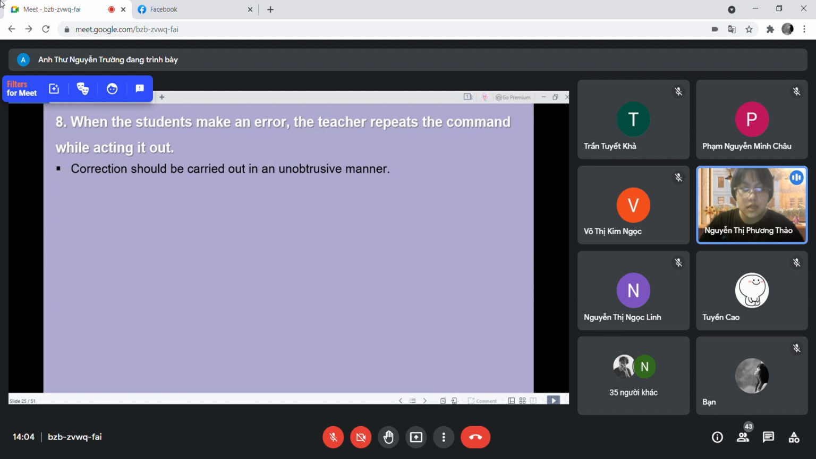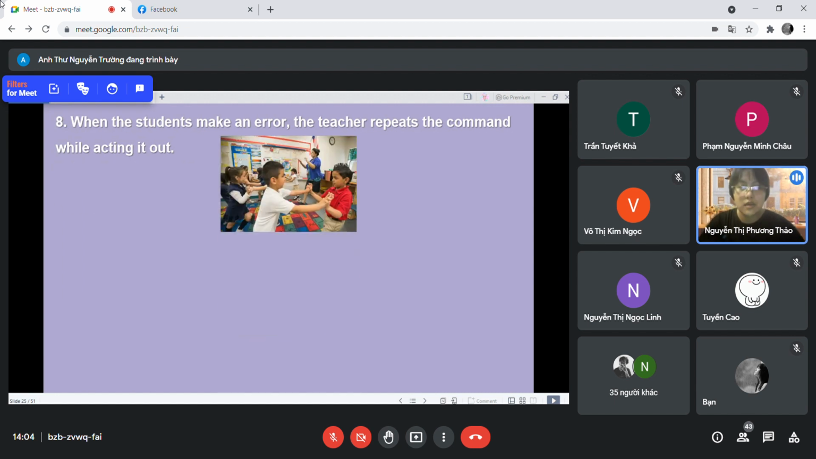When the student makes an error, the teacher repeats the command while acting it out. Correct the student's errors directly and immediately to have them remember their mistake. About the principle, correction should be carried out in an unobtrusive manner. The teacher should avoid behaving rudely because maybe the student can feel inactive and they don't want to learn anymore.